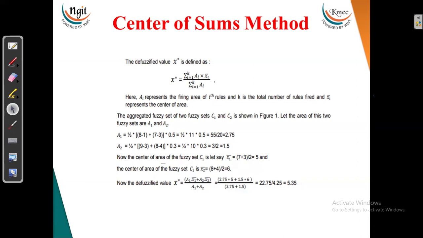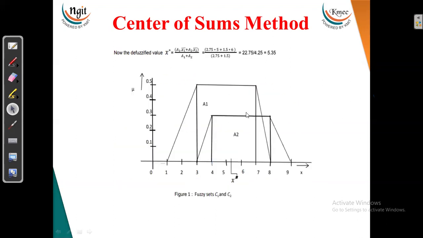So I'll brief it in two lines. What we are doing in the center of sums method: first I calculate the A1 and A2 values. Then I calculate C1 and C2 values with the help of the center of area formula. Then I do A1 into x1 bar plus A2 into x2 bar, divided by A1 plus A2. So I'll get the center of sums result using this process. The defuzzified value of this complete fuzzy set is 5.35.